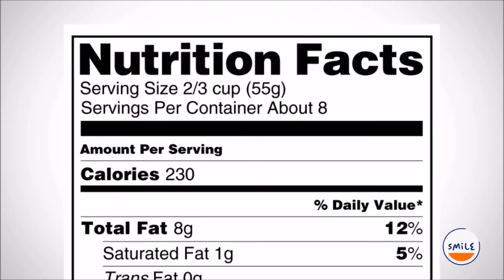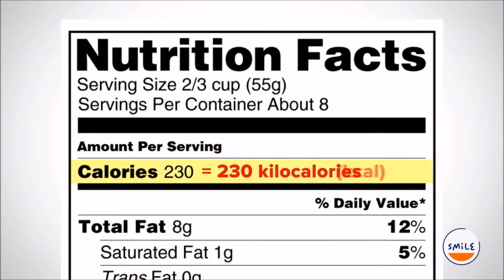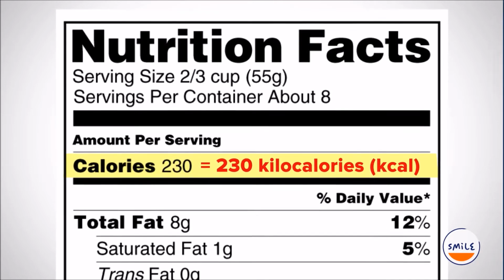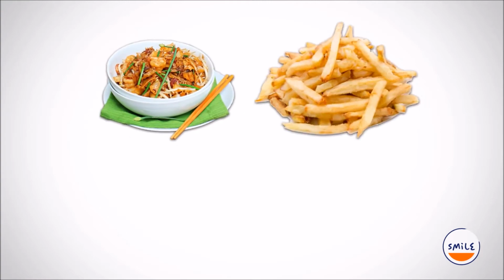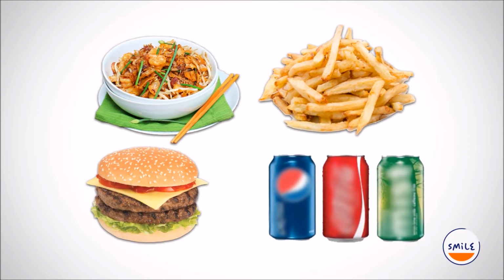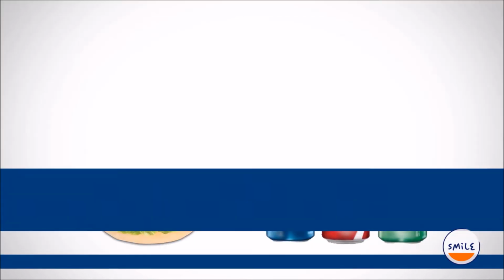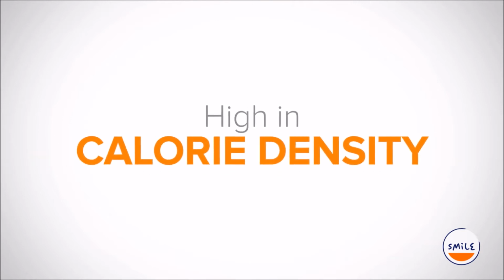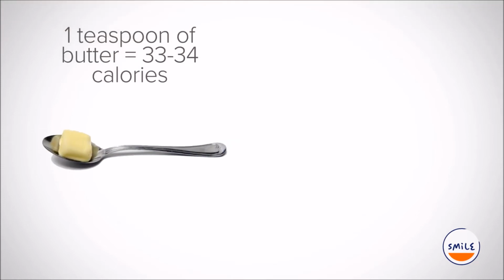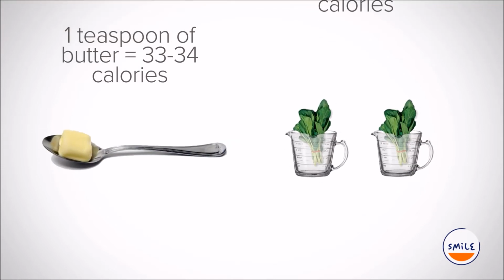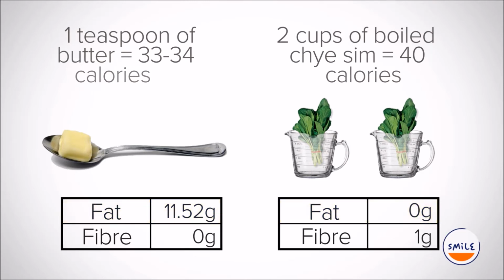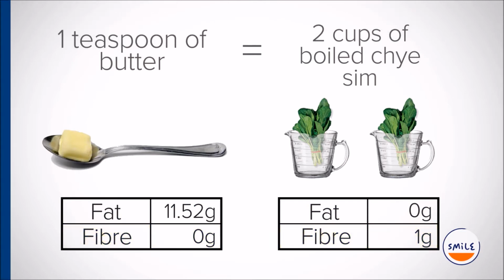Calories are usually measured in units called kilocalories or kcal, but you may also see them without the K. Both mean the same thing. High-fat food, fast food, processed food, sugary drinks, and alcohol all contain a lot of calories in a small serving. Because of this, they are said to be high in calorie density. For example, 1 teaspoon of butter contains almost the same number of calories as 2 cups of boiled chai sim. This is because the butter has fat, which is higher in calorie density than the fiber in chai sim.